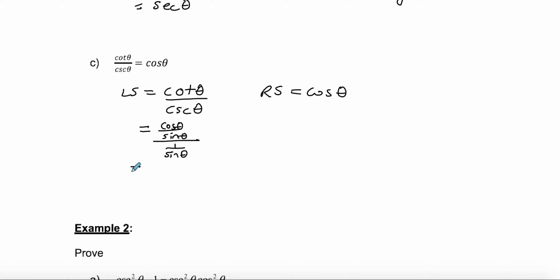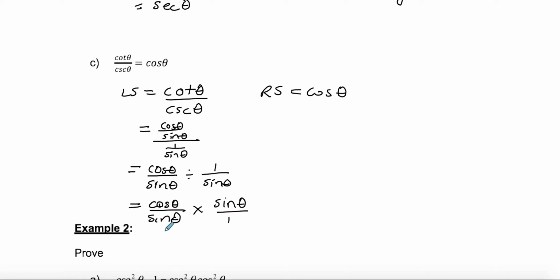So another way to write that big fraction is to use a division symbol. So cos theta from the numerator over sine theta is divided by 1 over sine theta. But then we know we should invert and multiply. So we multiply by sine theta over 1. And we end up being able to cancel our sine theta, and we have cosine theta. And again, we've proven the identity to be true.